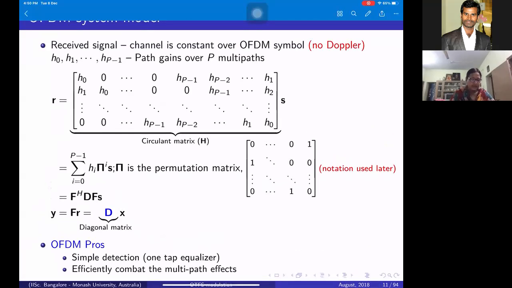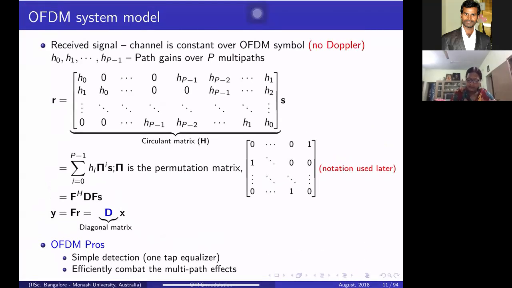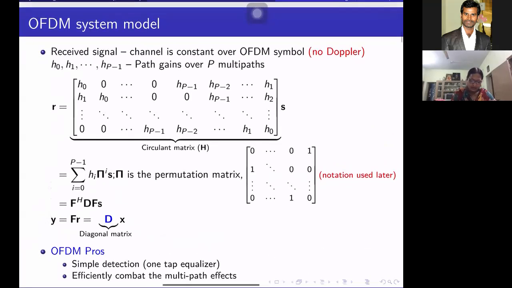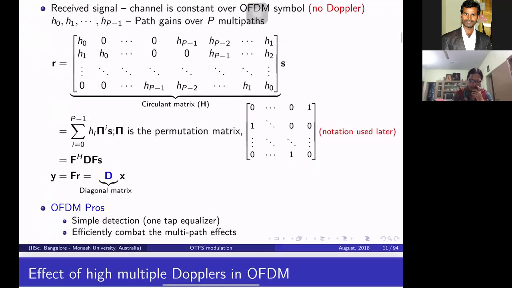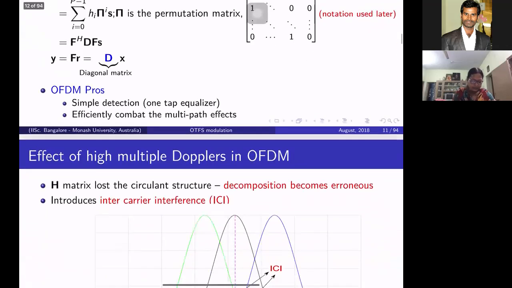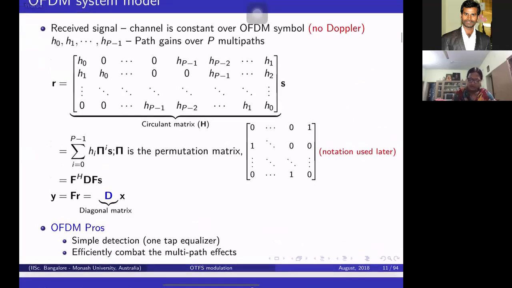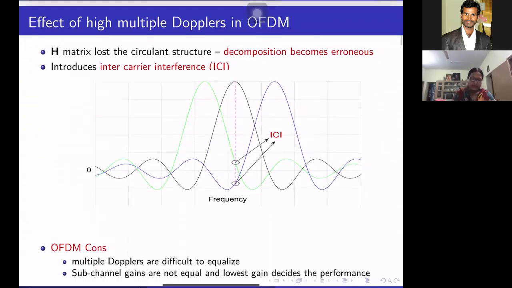So the received signal R is equivalent to the channel matrix multiplied by S. How does the channel matrix look? It is in a delay-Doppler fashion. If you pass a signal through this kind of channel matrix, the channel is not constant for a symbol duration. The channel is dispersive in nature. So how do we combat that problem?